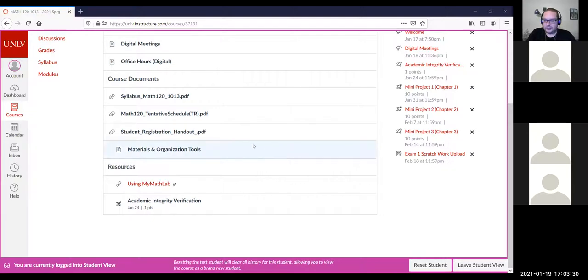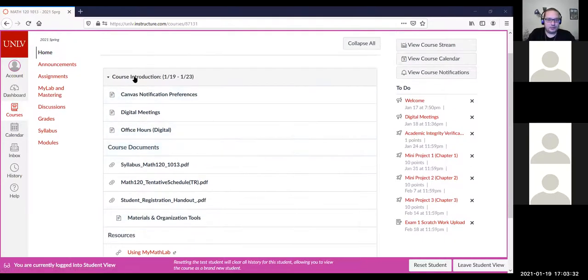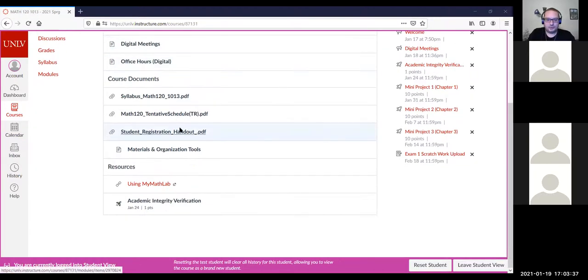So the academic integrity quiz is located in the course introduction module here on Web Campus. Just scroll down. It's right at the very bottom. It's the last thing on that module. Okay, and the other stuff is all on My Math Lab once you get your account situated with Pearson? Yes, so all of the homework and reading checks will be on My Math Lab.